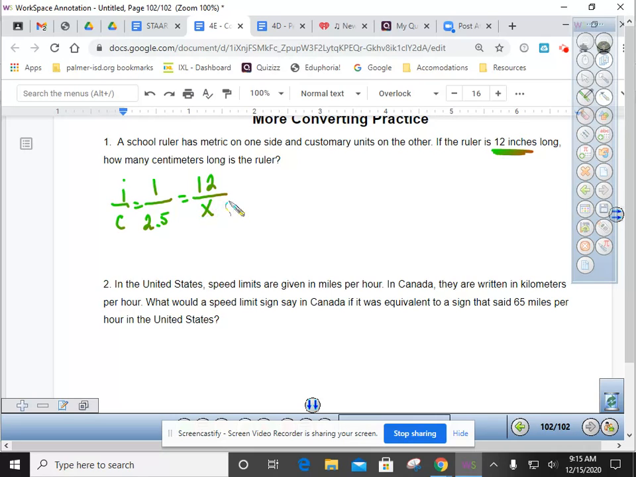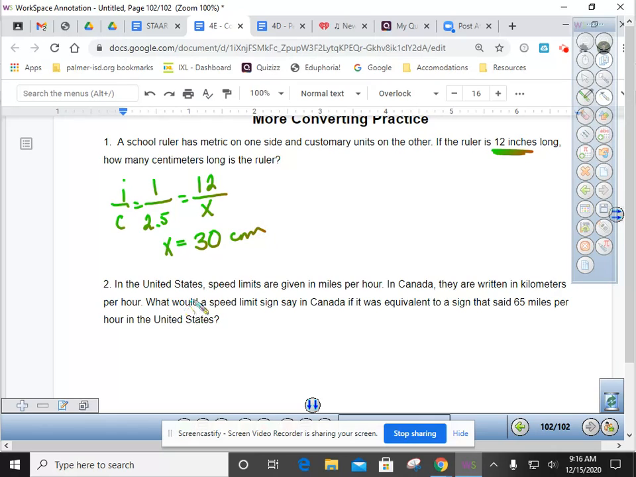Do you know how to solve it? Yes, ma'am. Yeah, you do. Go ahead and do that. What'd you get? I got 30. Good. 30 centimeters. And it's obviously about because nothing's perfect.